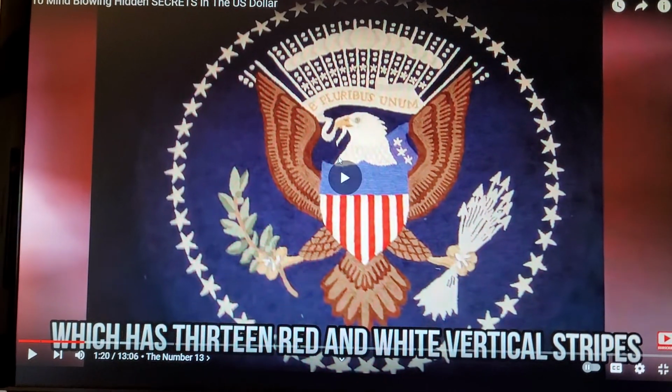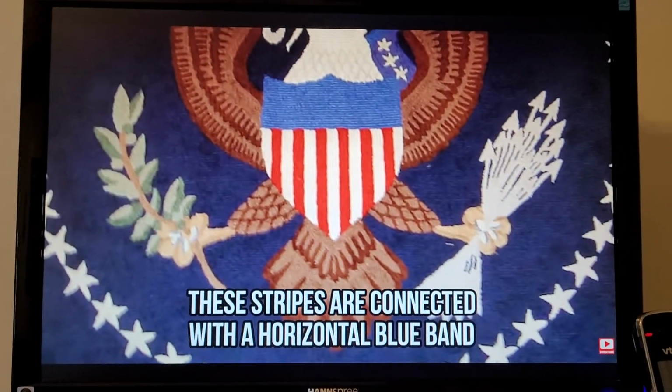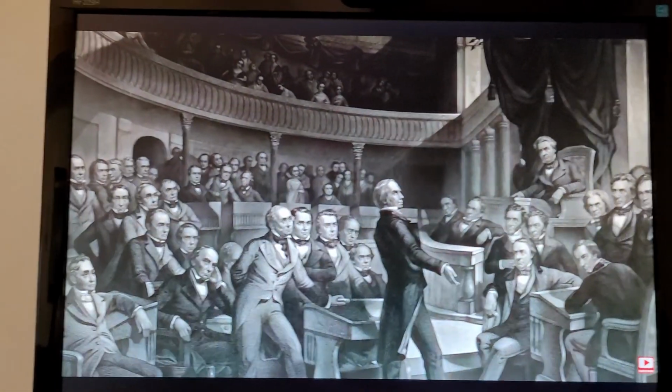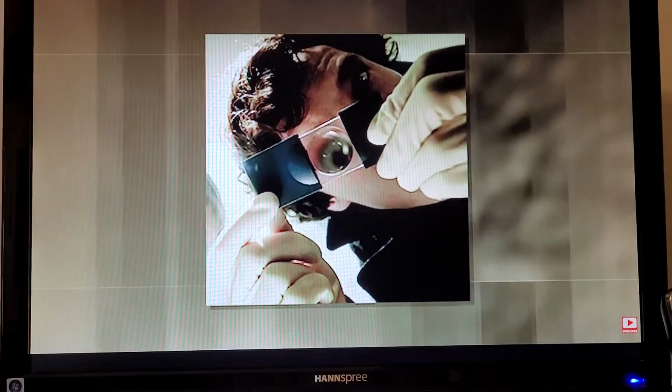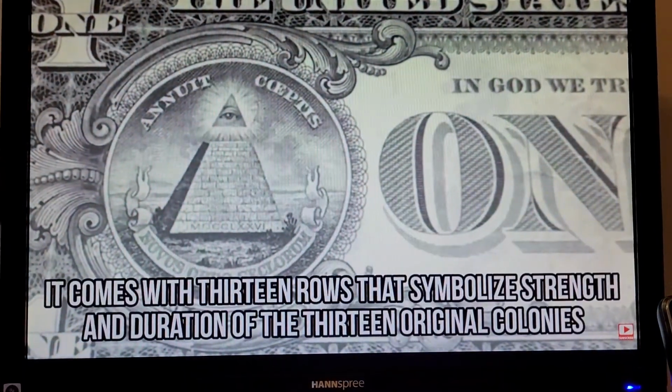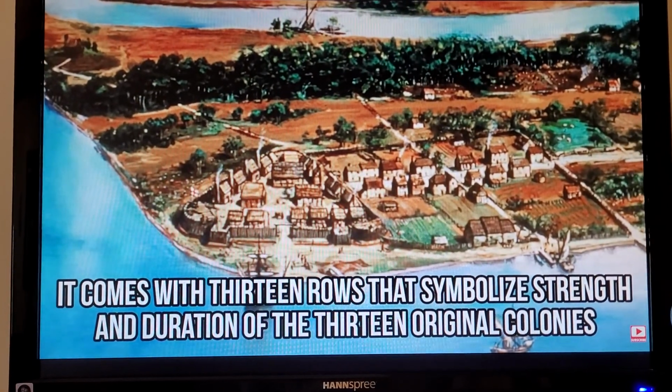Let's keep it moving. The shield has 13 red and white vertical stripes. These stripes are connected to the horizontal blue band, which represents the Congress, uniting the original colonies. But that's not the end of it. Have you ever counted the rows on the pyramid? It comes with 13 rows that symbolize the strength and duration of the 13 original colonies.